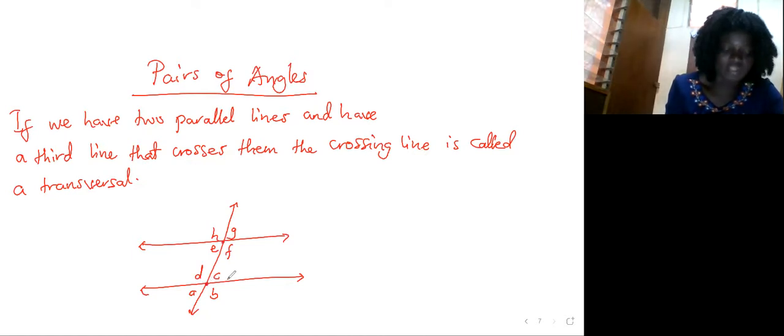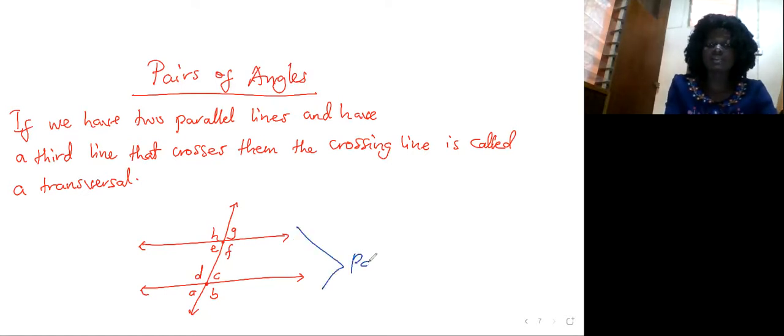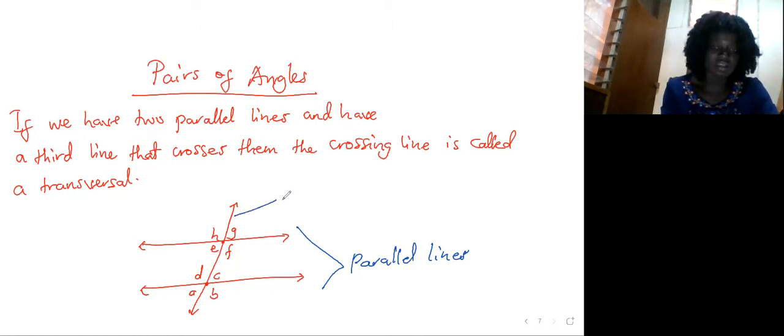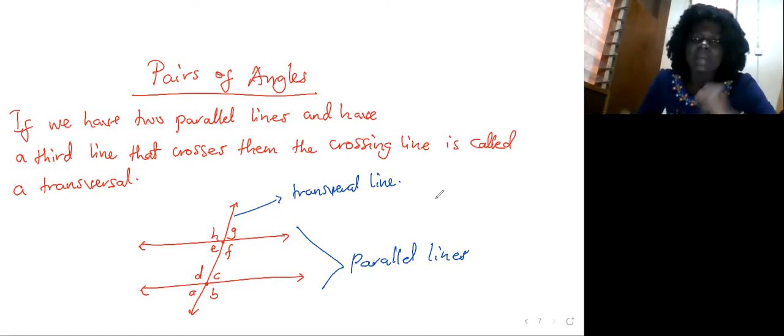Okay, all right. So these are the parallel lines. And this is the transversal line. Okay, so now let's take them one by one and talk about it in detail.